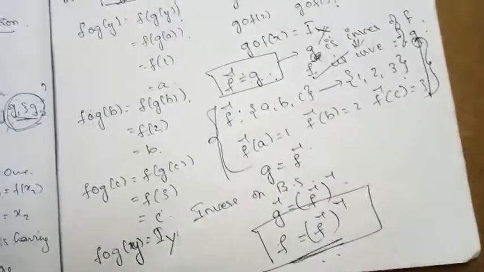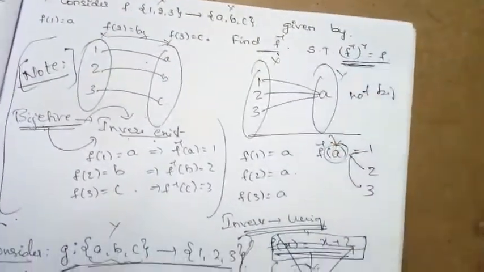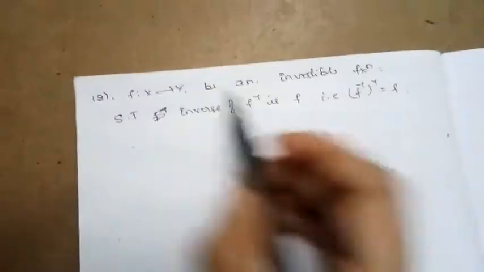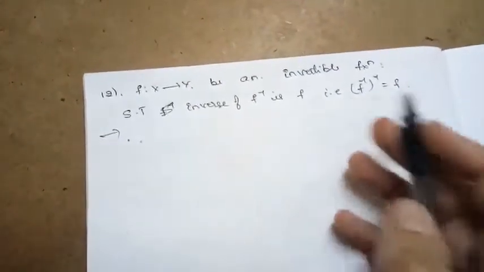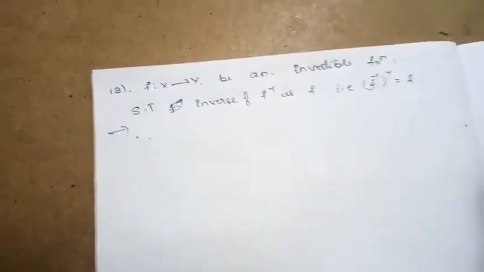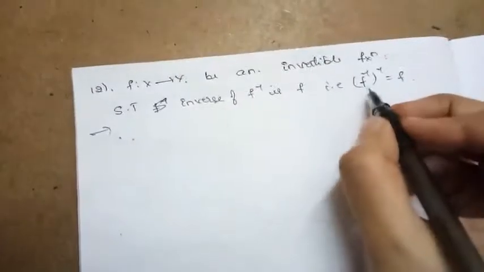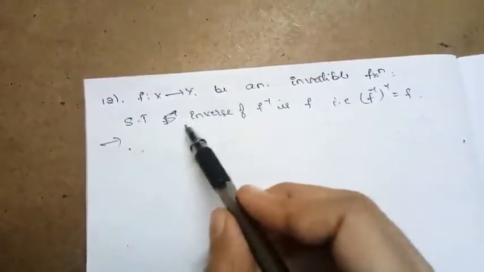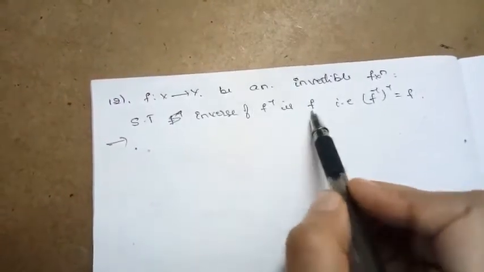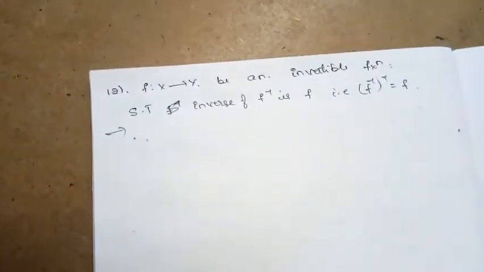So this is how we proved that f inverse whole inverse is equal to f. This is the remaining part of what we did in the last question; they have mentioned it in another question format. So what we need to show, if f is an invertible function, is that the inverse of f inverse is f itself, that is, the inverse of f inverse is equal to f.